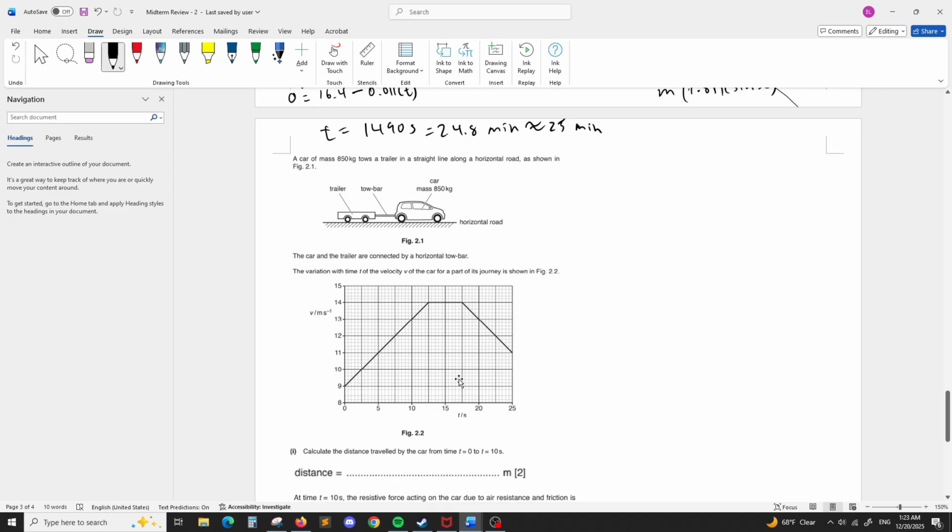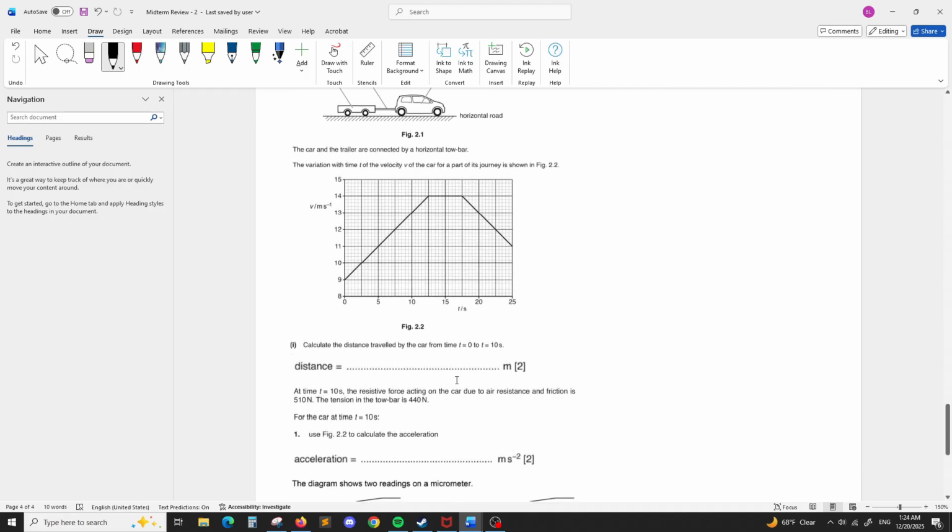A car of mass 850 kilograms tows a trailer in a straight line along a horizontal road as shown in figure 2.1. The car and the trailer are connected by a horizontal tow bar. The variation with time t of velocity of the car is shown in 2.2. Calculate the distance traveled by the car from t equals 0 to t equals 10 seconds.